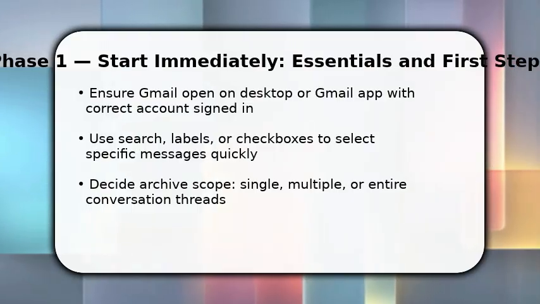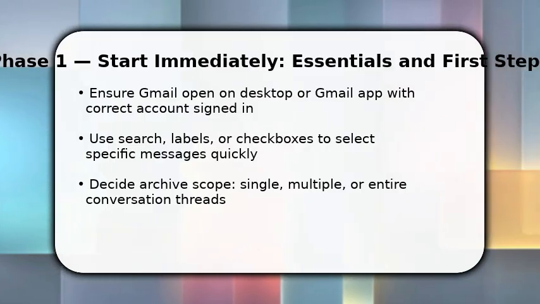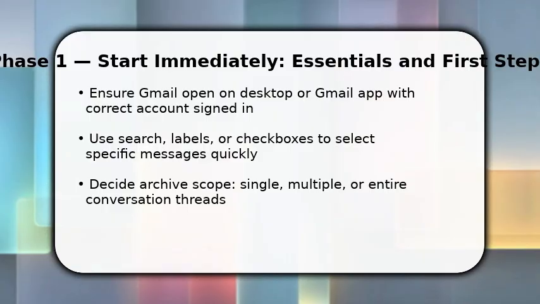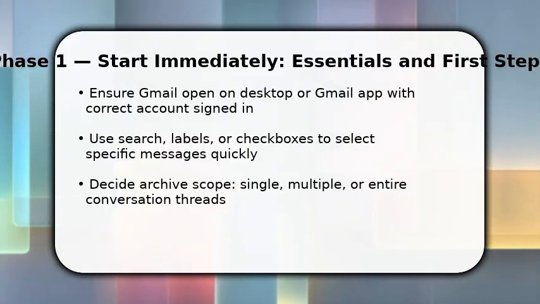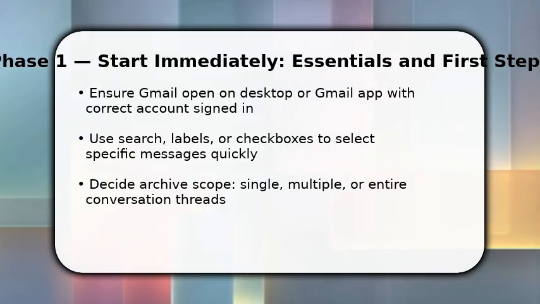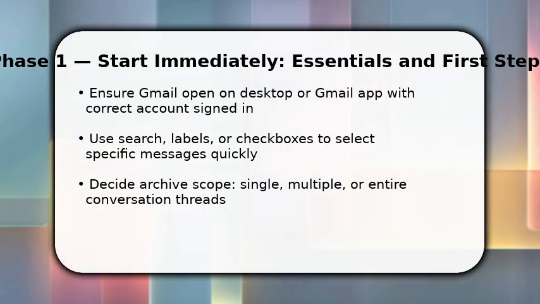You're starting now. Open Gmail and pick the account you'll work in. Use the search bar or labels to narrow results, then select messages with checkboxes or open a conversation. Once done, decide: archive just these, whole threads, or batches by label.